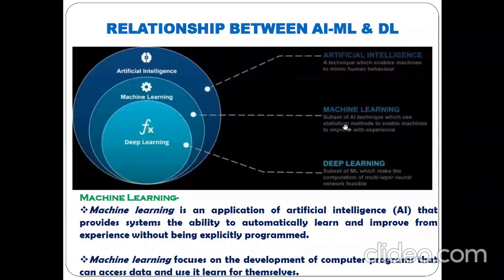That's why I have written here subset. Machine learning is what? A subset of AI technique which uses statistical methods. Now what is the meaning of statistical methods? Various machine learning algorithms. So machine learning is a subset of AI technique which uses various statistical methods. Those statistical methods are nothing but the machine learning algorithms to enable the machine to improve with experience.